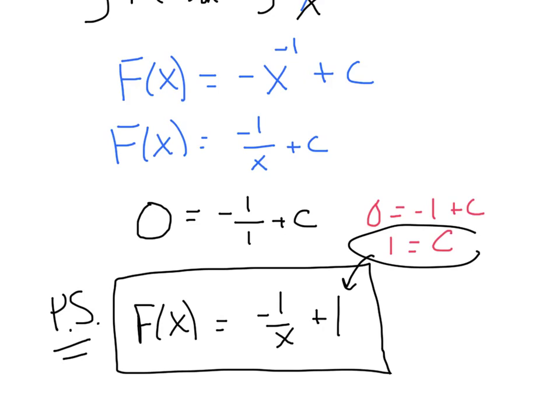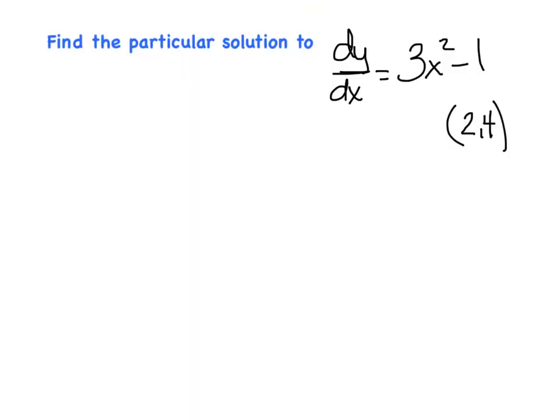We'll get our general solution, and then we'll plug in the initial condition. I'll do one more with you here, and then I'll give you some to practice. Find the particular solution to dy/dx equals 3x squared minus 1 at the point (2, 4).